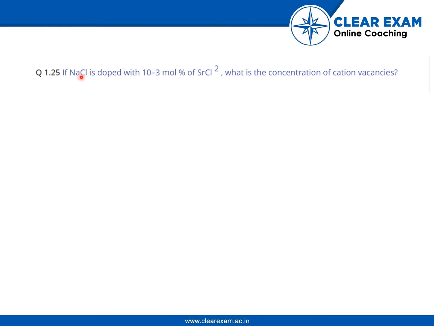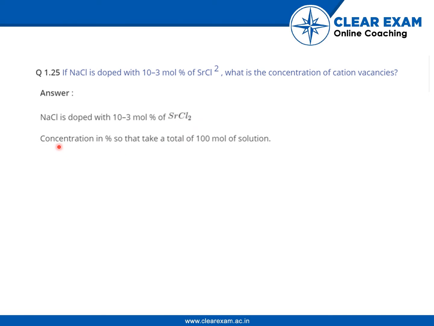The question is, if NaCl is doped with 10 power minus 3 mole percent of SrCl2, what is the concentration of cation vacancies? NaCl is doped with 10 power minus 3 mole percent of SrCl2. The concentration is in percentage, so take a total of 100 mole of solution.